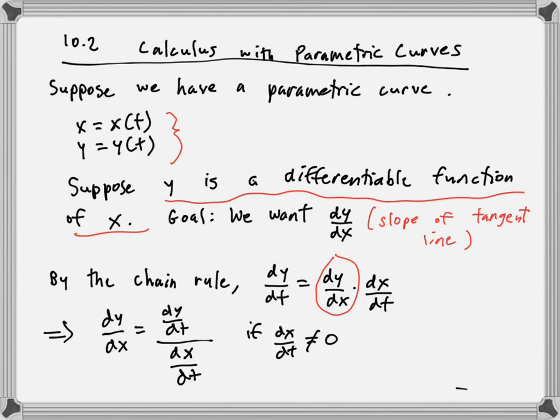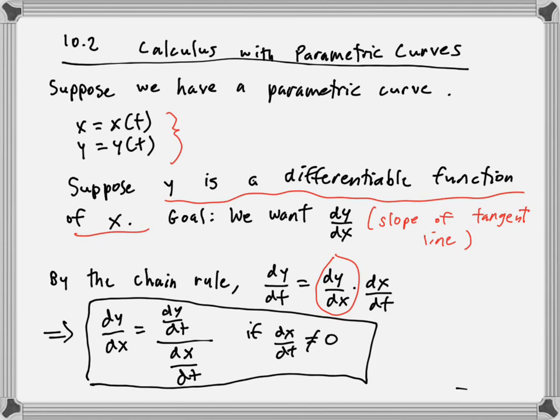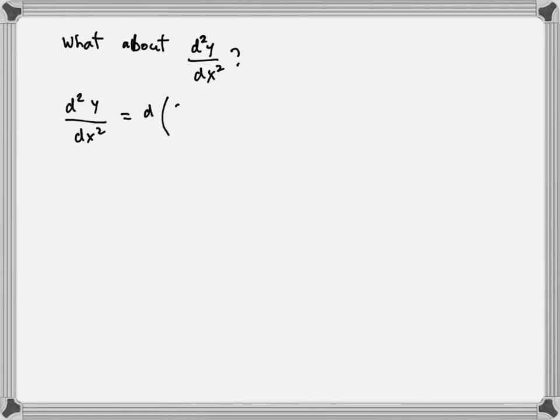Okay? So there you go. We just got our derivative. This is how we find dy/dx in a parametric equation. You find dy/dt, you find dx/dt, and then you divide them. Now, what about the second derivative of y with respect to x? To do that, I want to use the last formula. So the second derivative of y with respect to x is going to be the derivative of dy/dx with respect to x, right?